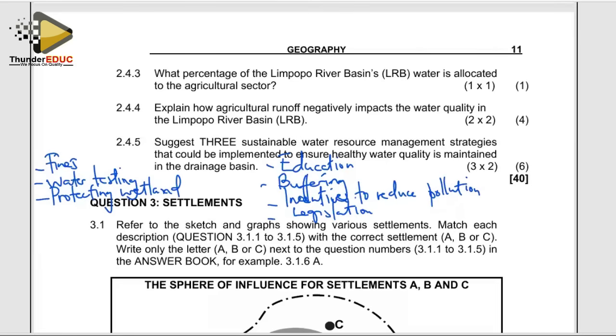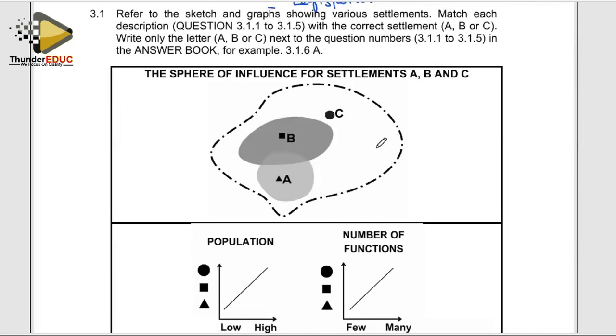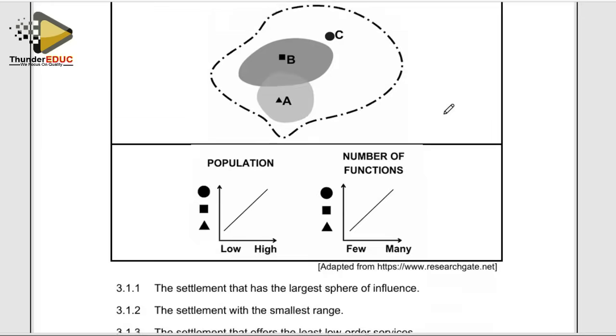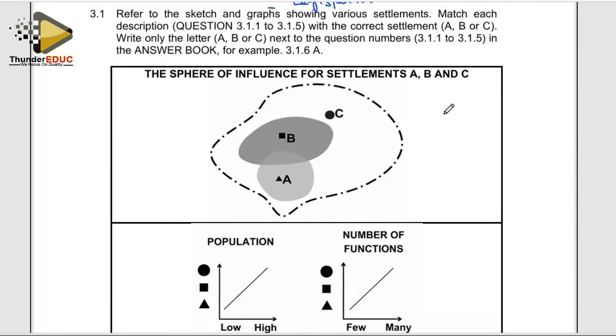Right, we move on to question number 3 on settlements. Question number 3 is showing the sphere of influence for settlements A, B, and C. If we look at settlements A, B, and C according to the graphs at the bottom, what you must understand there is the basics of spheres of influence.